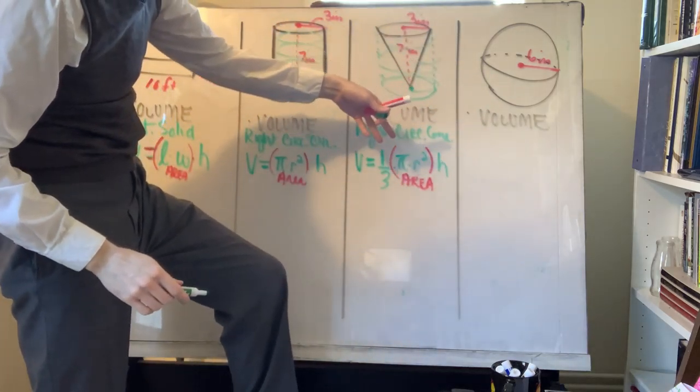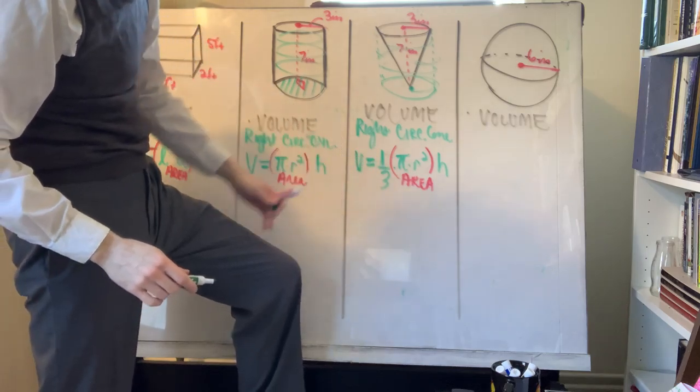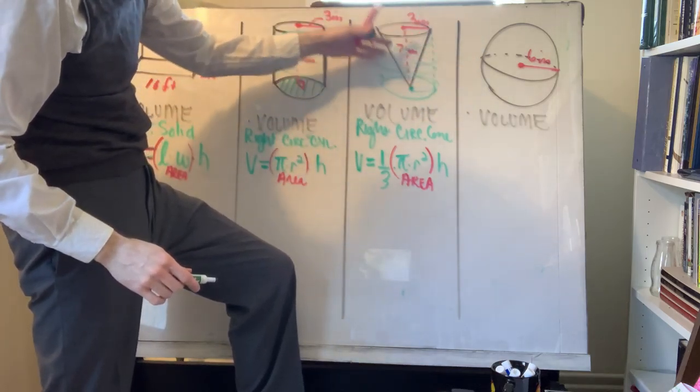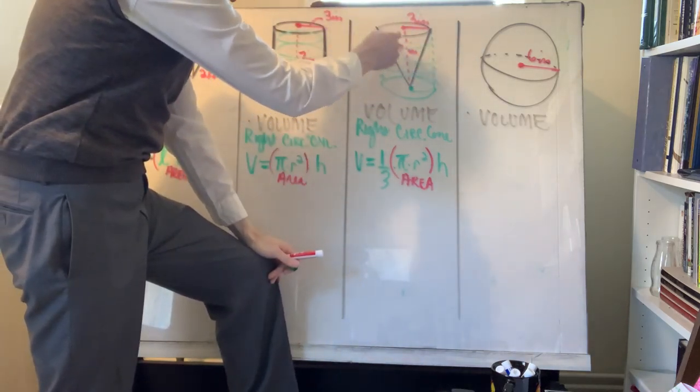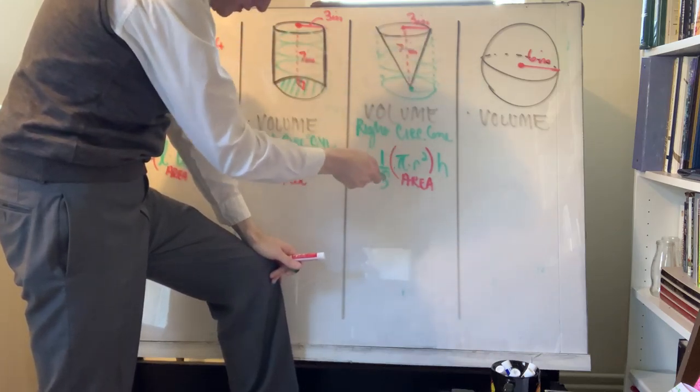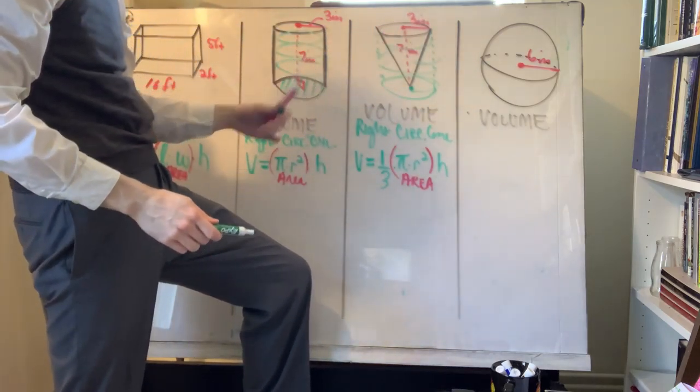But unless you factor in this fraction here, all right, you're going to end up with the whole cylinder rather than what should really just be 1/3 of it. A cone is 1/3 of a cylinder. Okay.